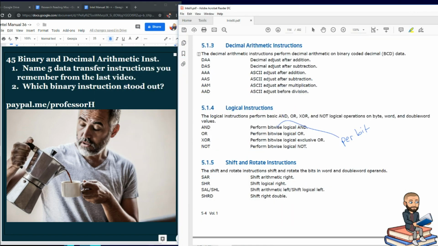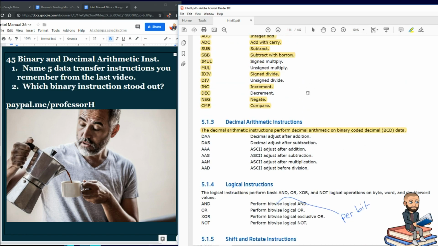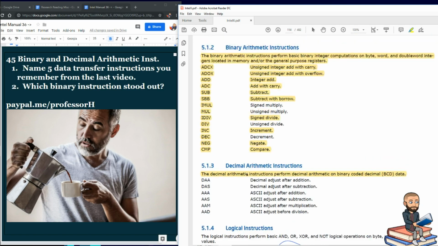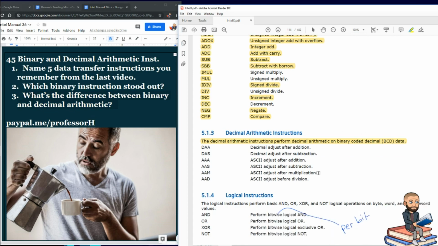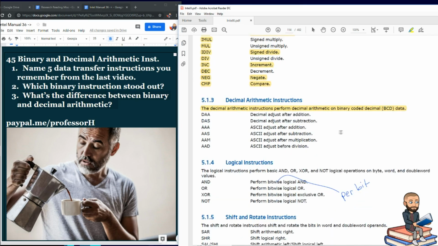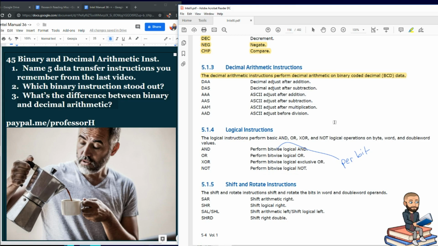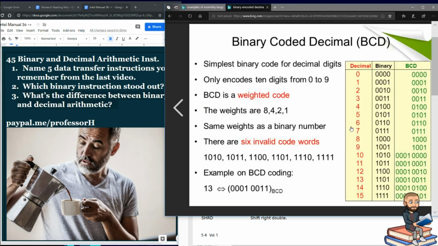Section 5.1.3 is the decimal arithmetic instructions. These instructions perform decimal arithmetic on binary coded decimal data. Oh, so the only difference between decimal and binary is that these instructions are specifically working on BCDs. So good question, what's the difference between binary and decimal arithmetic? And if you remember, BCDs are really weird because they are basically like 2-digit numbers broken up. So a picture is worth 1,000 words.